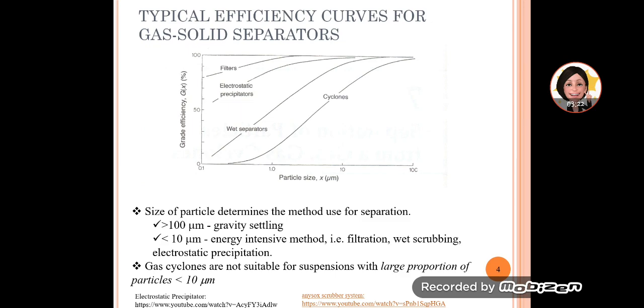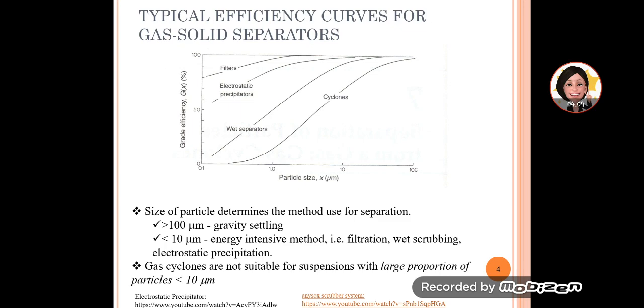This is a graph of typical efficiency curves for different gas-solid separators. As you can see, cyclones are efficient for bigger particle sizes, bigger than 10 micrometers. For smaller particle sizes, we can use a wet separator, an electrostatic precipitator, or, for much smaller particles, a filter. Filters we covered in the packed bed chapter in this course. If you're curious to know how these work, you can look at the YouTube link given below. That will show you what these separators are.